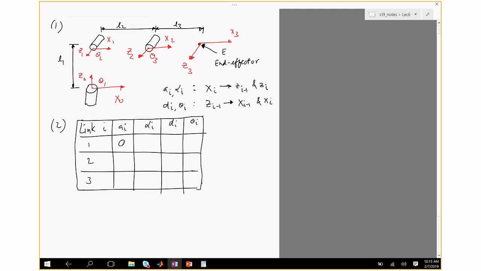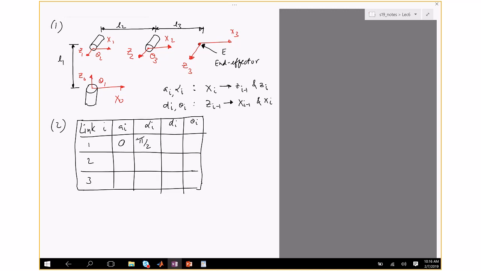Next is the angle between Z0 and Z1 along X1. So Z0 is that way, Z1 is this way. If you curl your fingers from Z0 to Z1, the angle is positive 90 because my thumb points in X1, so the angle would be 90 degrees, so pi divided by 2. What is very important is that you go from Z0 to Z1 and not the other way. Don't switch. That's why I wrote it Z_i minus 1 and Z_i, not Z_i and Z_i minus 1. You need to stick to that.